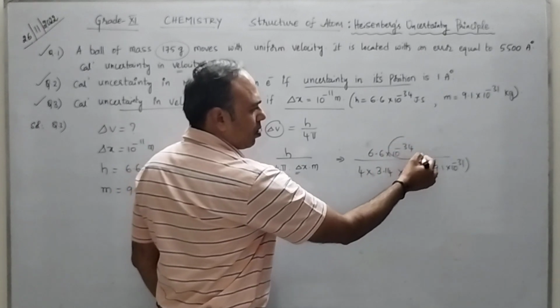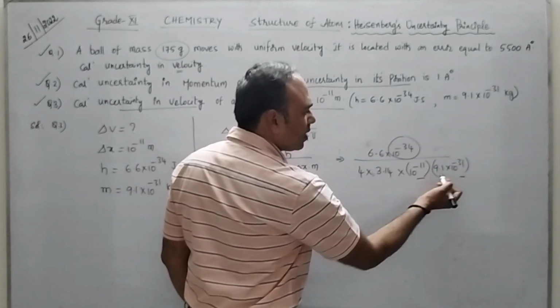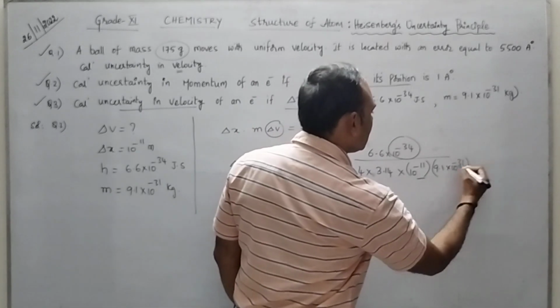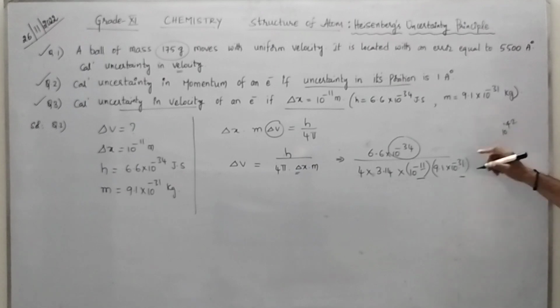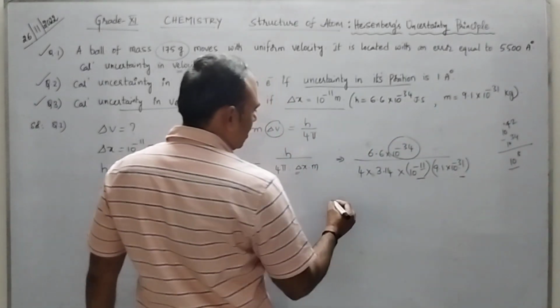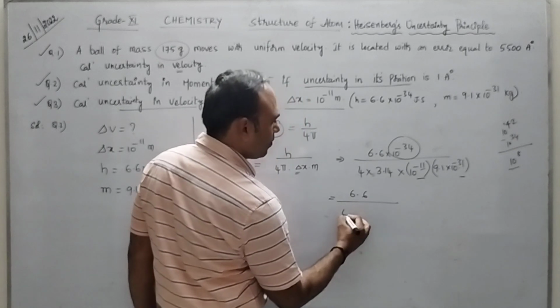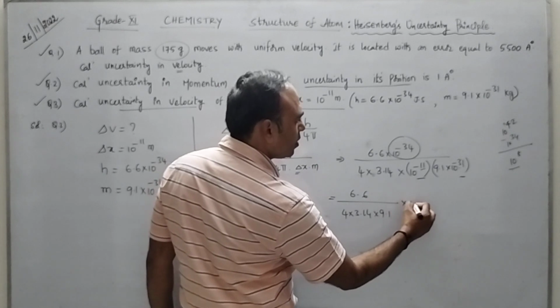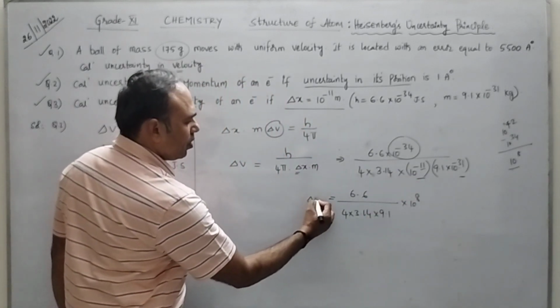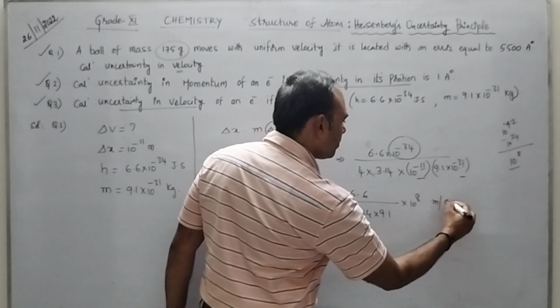Again, first let us calculate the powers of 10 here. What we have is nothing but minus 44. So 10 to the power of minus 11 and minus 31, that is nothing but minus 42. If it comes up, you have 10 to the power of plus 42. So minus 34 and plus 42, you get 10 to the power of 8. That is nothing but 6.6 by 4 into 3.14 into 9.1 into 10 to the power of 8. So delta V unit, you know, meter per second.